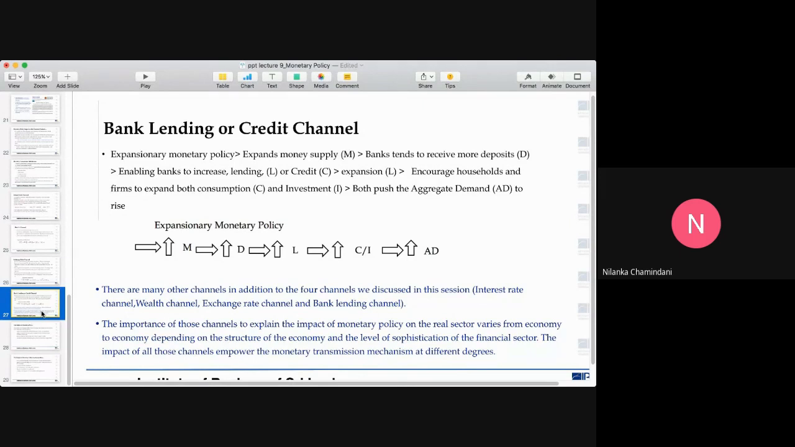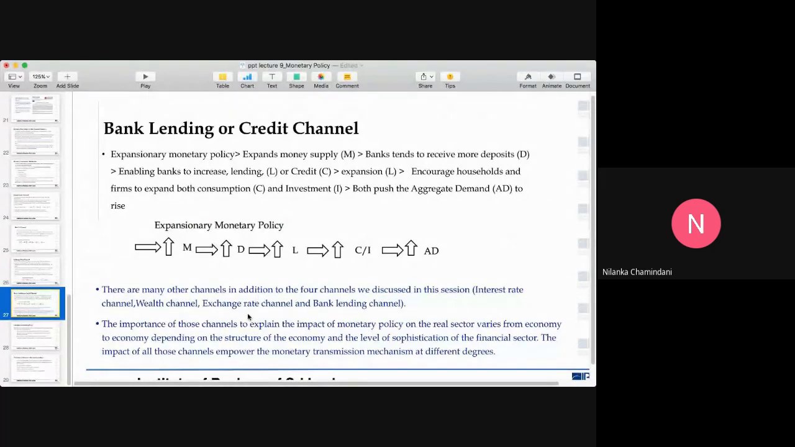So what will happen then? It encourages households and firms to expand both consumption and investment. When more and more money is available, they can use that money to consume, or they can deposit it. Using the deposits, the banks can lend, so that investment will increase. Both again cause aggregate demand to rise. This is the other channel.